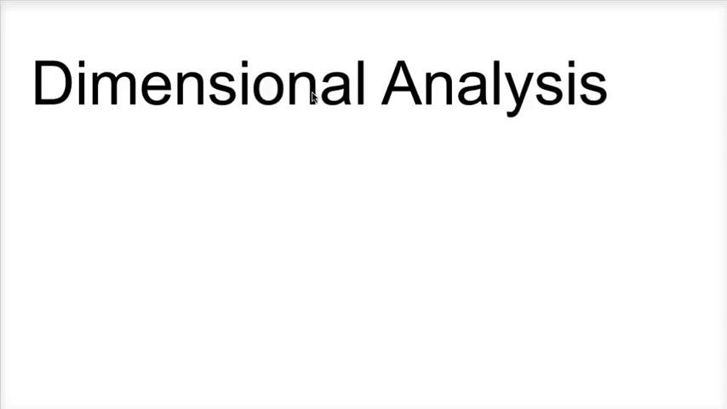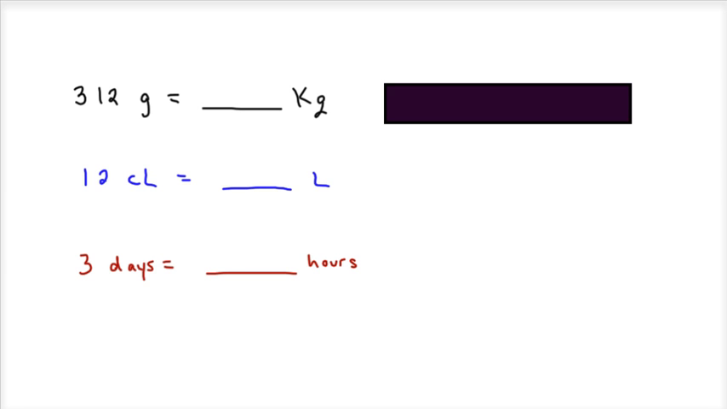In this video, we're going to be discussing dimensional analysis. Example number 1. Let's start with something very easy. 312 grams equals how many kilograms? Okay, this is an example, but a very basic example.